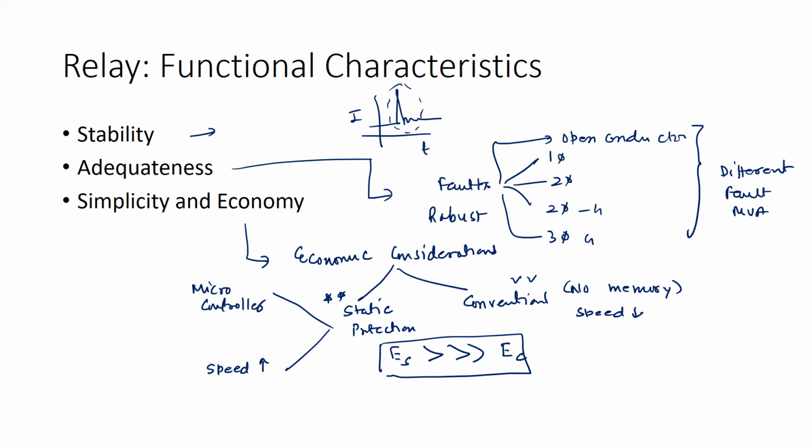The maintenance required in these systems is low, but in the conventional case maintenance is required. Another thing that comes with this is that the static protection requires an auxiliary supply. On the other hand, conventional systems do not require any kind of auxiliary supply. So there are certain pros and cons associated with each method. These are all about the functional characteristics of the relay.